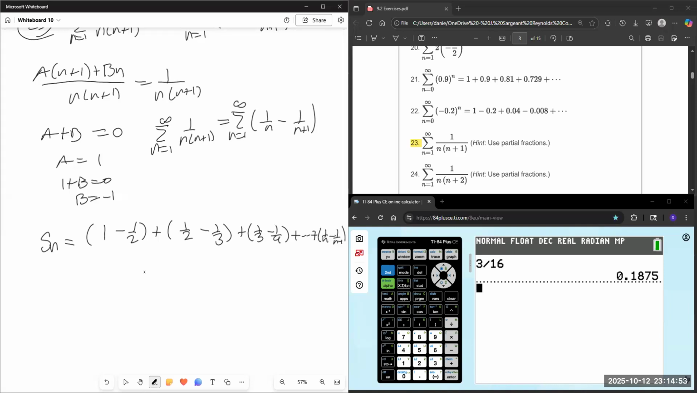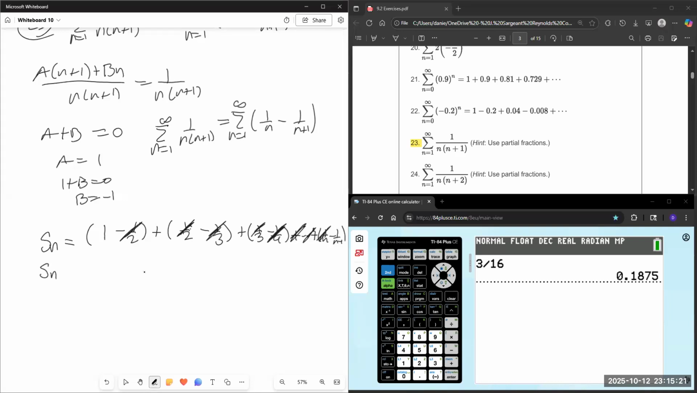So what we're going to see is that this 1/2 is going to cancel out with that negative 1/2, and this 1/3 with that negative 1/3, and there will be a 1/4 here that cancels out with that negative 1/4, and there will be a negative 1 over n that cancels out with this 1 over n, and I'll be left with the same number of terms left and right. So one term on the left, one term on the right.